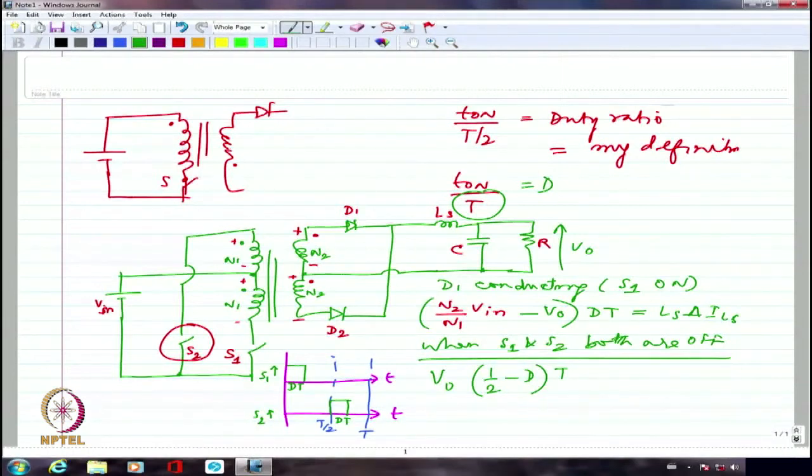There is nothing wrong if you get a 2 factor or you don't get a 2 factor, as long as you define your duty ratio properly. As simple as that. As long as you understand what the duty ratio is, then it's perfectly fine. So this is essentially the off interval. I'm going to get again Ls multiplied by delta ILs in steady state, where this is decreasing current, whereas this is going to be increasing current.